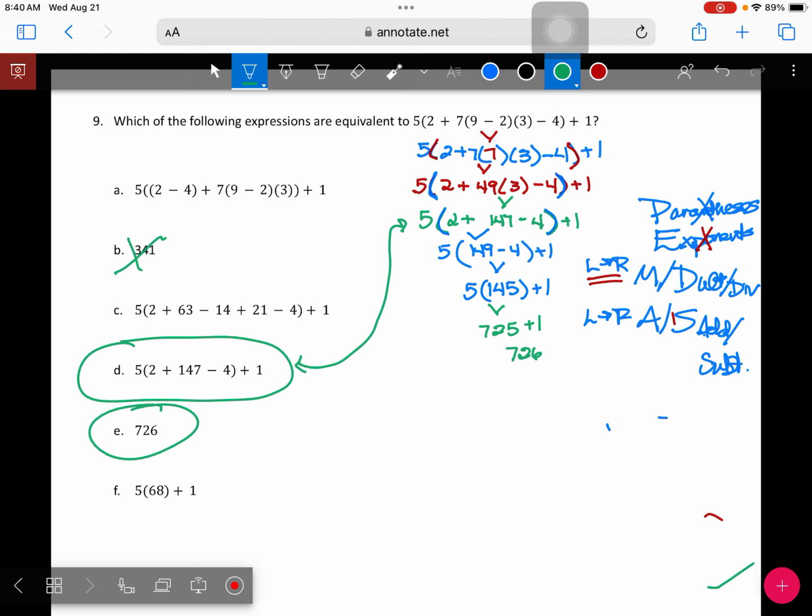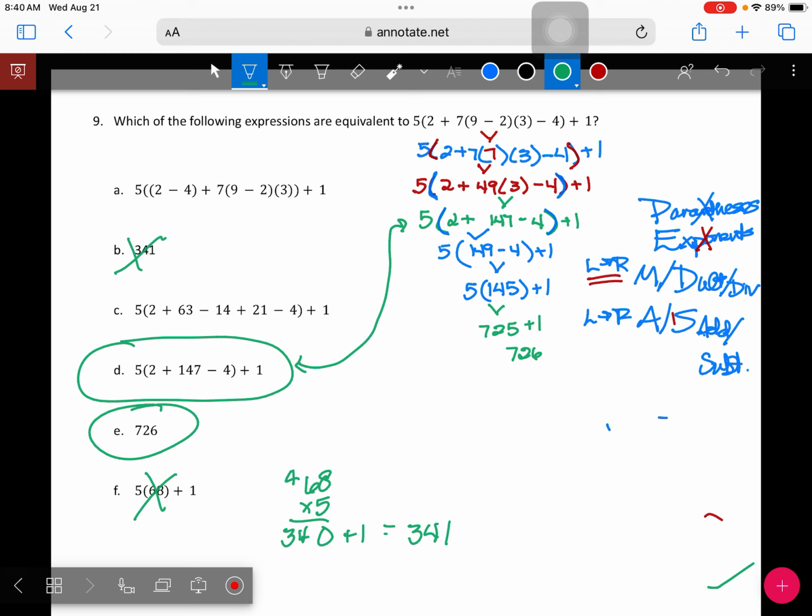5 times 68 plus 1. We don't have that. Maybe I should try. What is 68 times 5 plus 1? 341. What is it with 341? You're like, no, can't be that one.